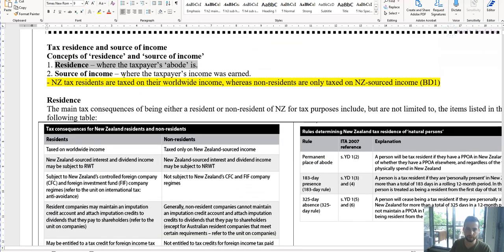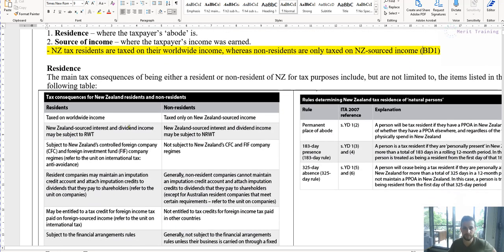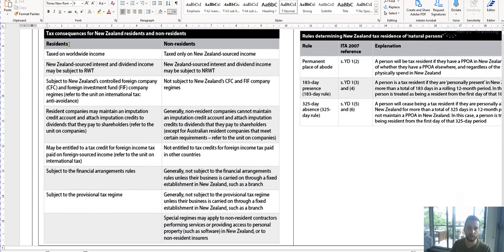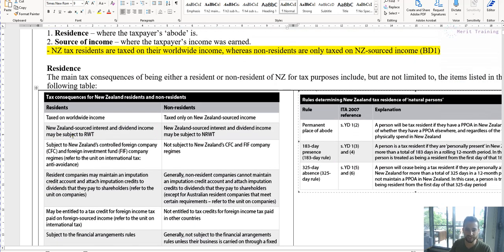So just to extend on this point, in terms of how residents and non-residents are taxed, we obviously covered off that residents are taxed on worldwide income and non-residents are taxed on their New Zealand sourced income. But some of the other key differences are that for residents, New Zealand sourced interest and dividend income may be subject to withholding taxes. So basically the government will withhold taxes from that dividend or interest, very similar to how they do that for your wages. Whereas if you're a non-resident, New Zealand sourced interest and dividend income may be subject to NRWT, which is another type of withholding tax, which we'll discuss a little bit later on.